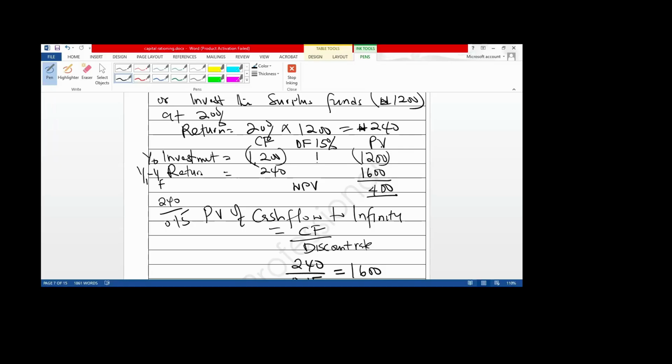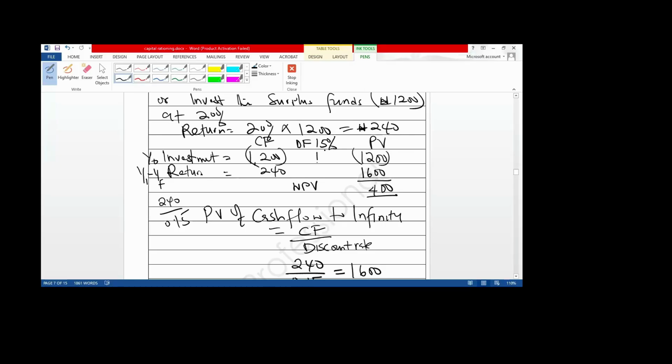You are going to invest 1,200. The examiner says the company's cost of capital is 15%. This is the discount rate. I invest 1,200 in year 0 with a discount rate of 15%. The value in year 0 is to get 240 from year 1 to perpetuity.